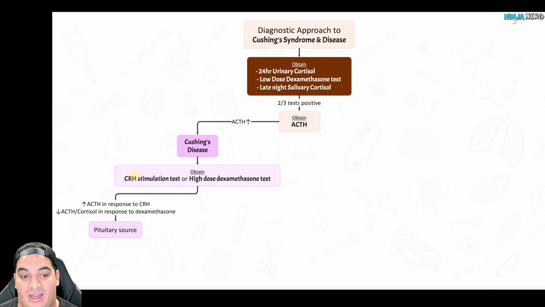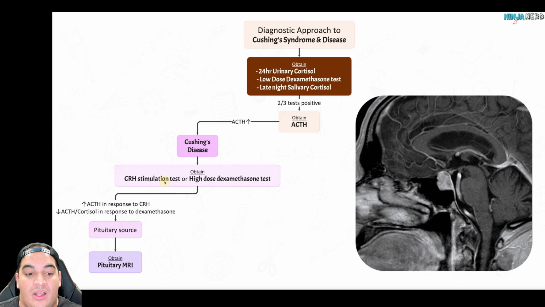It'll still remain elevated. If I give them high-dose dexamethasone, it won't really matter. The ACTH and their cortisol will remain the same because it's not going to be suppressed or stimulated. Now, before we show you that here, again, if I think it's a pituitary source, what's the best thing to do? Once I have this kind of degree of confirmation, I can get a pituitary MRI. Oh, there it is below. There's our pituitary microadenoma. That's the cause of this.